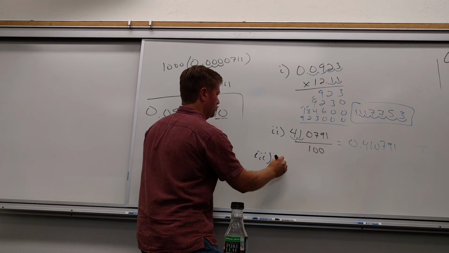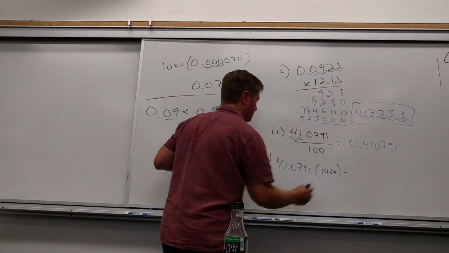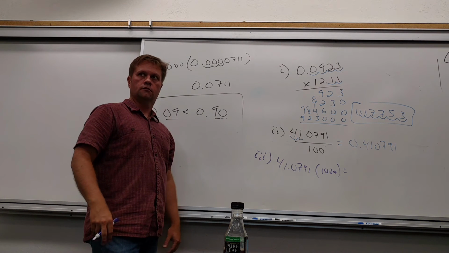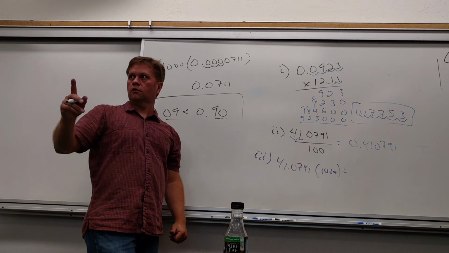If this would have been 41.0791 times 1,000, what would that have been? What happens then? Which way?